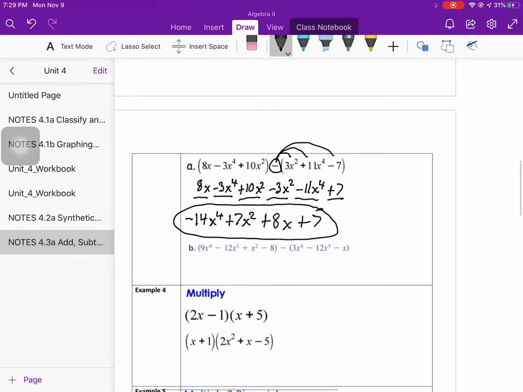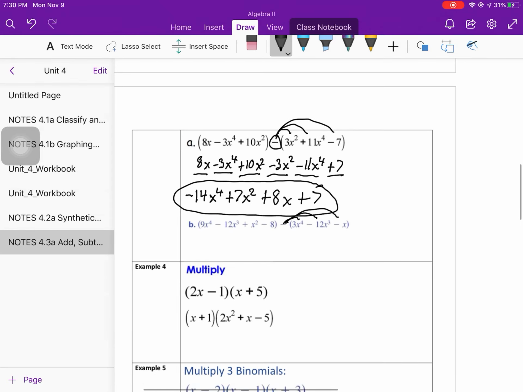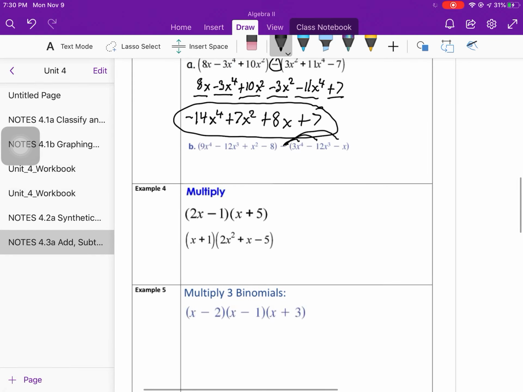Same thing here with B. I'm actually going to let you guys try B. Just remember that you have to distribute the negative every time. Okay, so go ahead and do that one. That'll be part of your points.